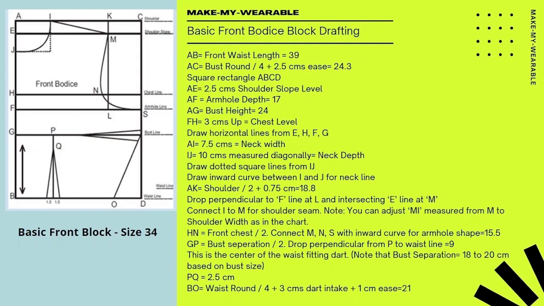Since the intake for the dart is 3 centimeters, that means on the waistline on both sides of the center of the dart, you have to take 1.5 and 1.5, and from these points you have to draw the legs of the dart. Keep in mind that the tip of the dart is always at least 2.5 centimeters away from the apex point or the bust point. So for this reason, you have to measure 2.5 centimeters from point P and mark point Q. This is the tip of the waist fitting dart. So the legs of the dart will be connected to point Q here.